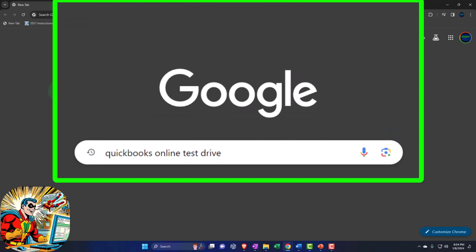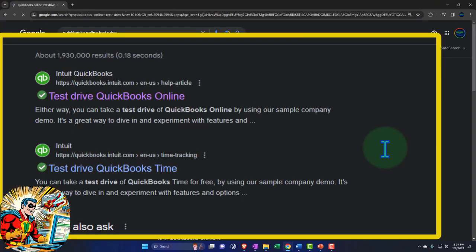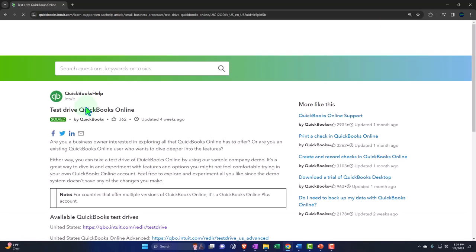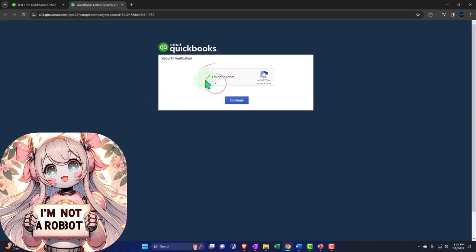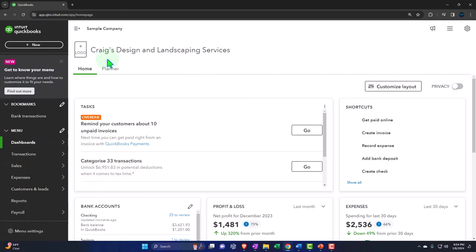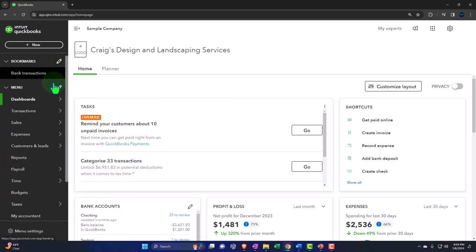Here we are online in our browser searching for QuickBooks Online test drive, looking for the result that has Intuit.com in the URL, Intuit being the owner of QuickBooks, selecting the United States version of the software and verifying that we're not a robot. Opening up financial statement reports like we do every time.